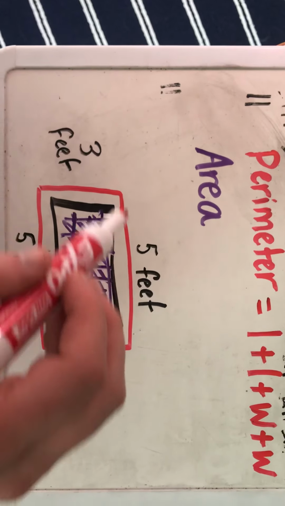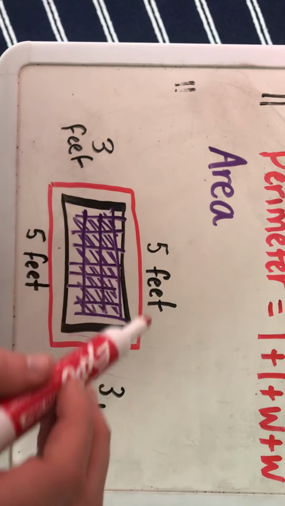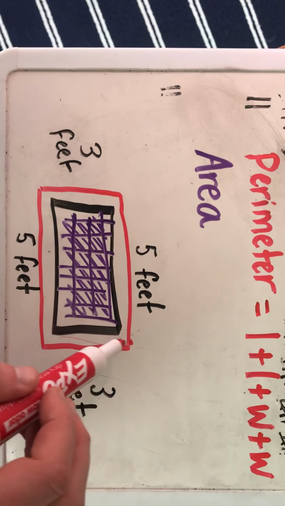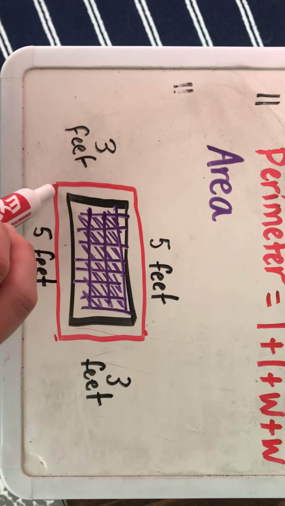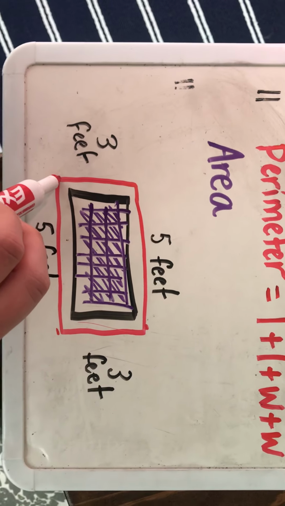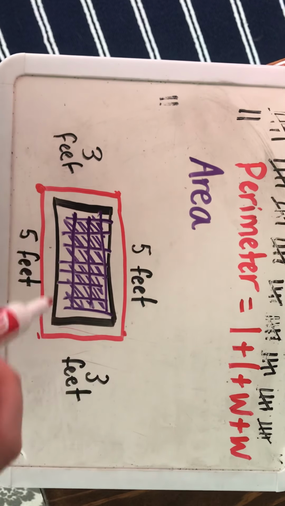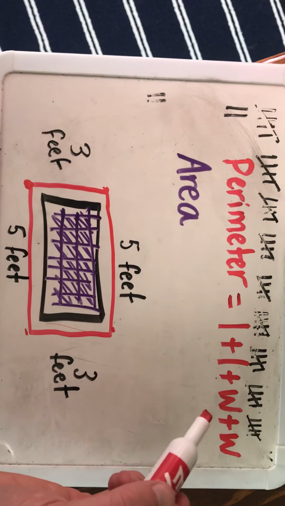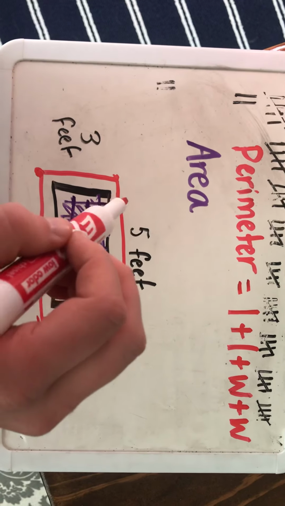If we were trying to find out how much fencing to put around our garden, we're going to need 5 feet of fencing to get to this point, 3 feet of fencing to get to this point, another 5 feet to come over here, and then we can't just leave this side open, so another 3 feet to get over here. So to find out how much fence we need in total, we are going to add all of those feet together, just like the formula tells us. Length plus width plus length plus width.